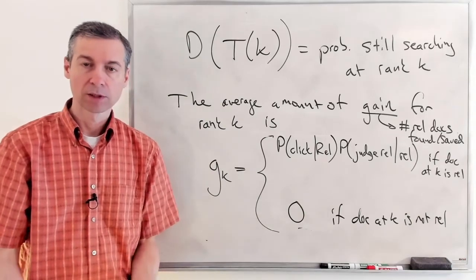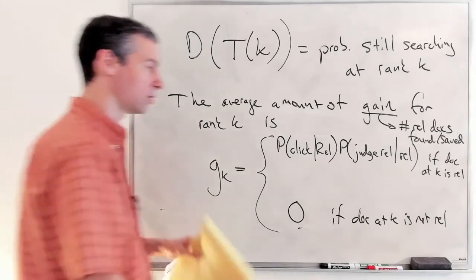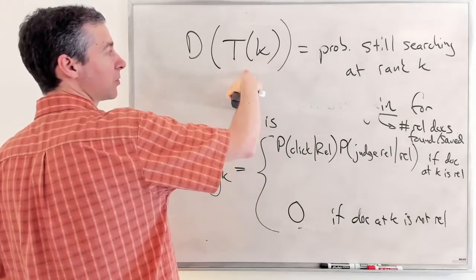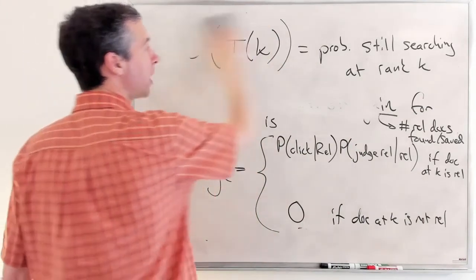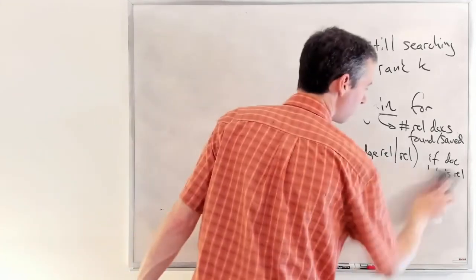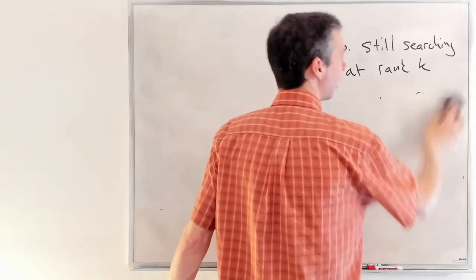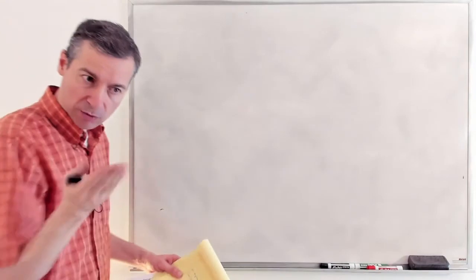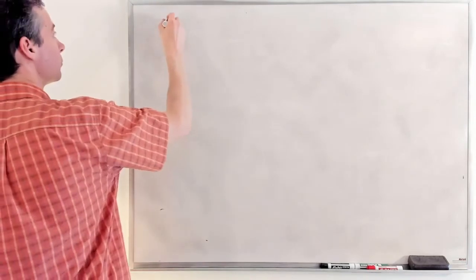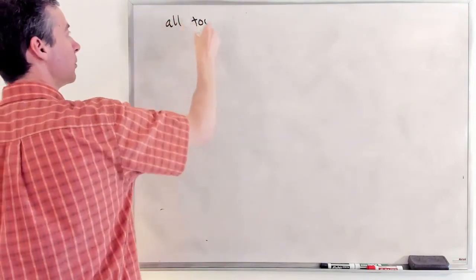Now, we've got the notion of how long it takes people to get to a certain rank. We can figure out the fraction of people that are still searching at a given rank. We can figure out what, on average, the population will be saying and be getting rewarded for finding a relevant document or not. So when we put it all together, we end up with the following.